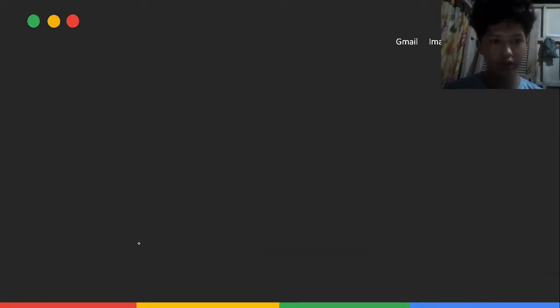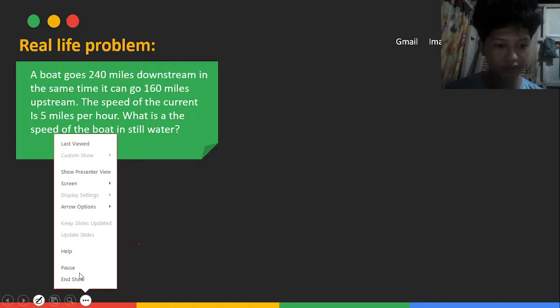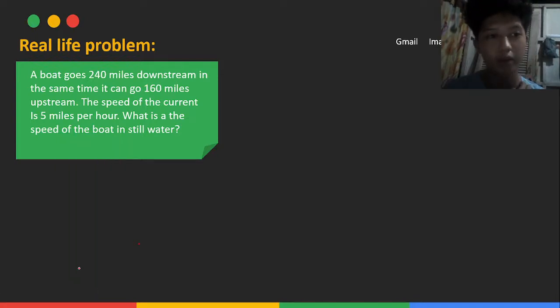So here's a real life problem. A boat goes 240 miles downstream. In the same time, it can go 160 miles upstream. And the speed of the current is 5 miles per hour. So the question is, what is the speed of the boat in still water?